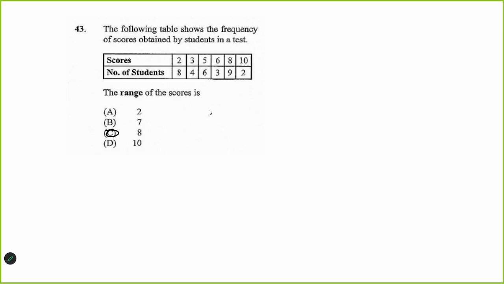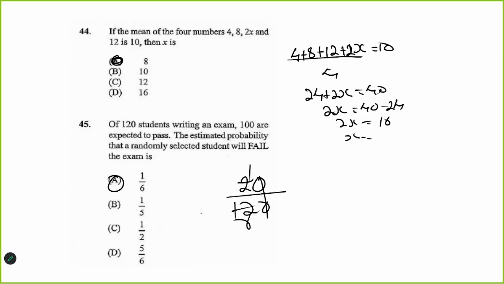42 was C, the range, which is 10 minus 2. The range is your highest value minus your smallest value. And 43 is 15, because when you add this up, 3 and 4 and 2 and 5 and 1, you will get 15. Yeah? Yeah. Alright.